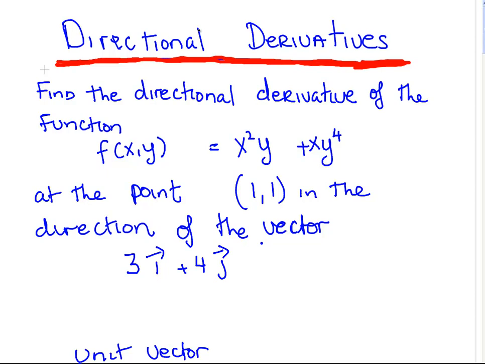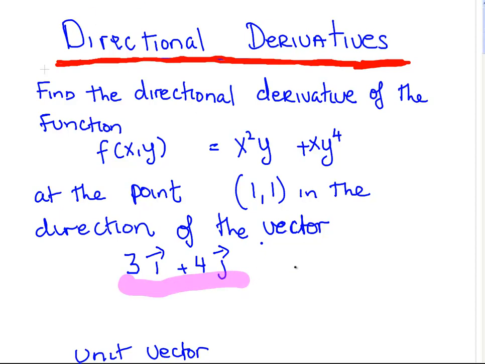Okay, in this presentation we're going to look at directional derivatives, and this is the first of a few examples. Find the directional derivative of the function f of x and y, where that's equal to x squared y plus x times y to the power of 4, at the point 1, 1 in the direction of the vector 3i plus 4j. First off, what we might do here is get the unit vector of that.